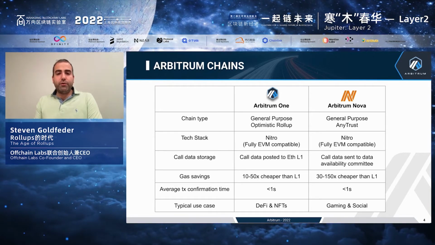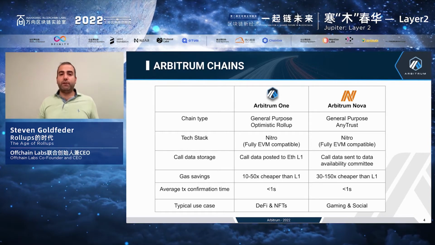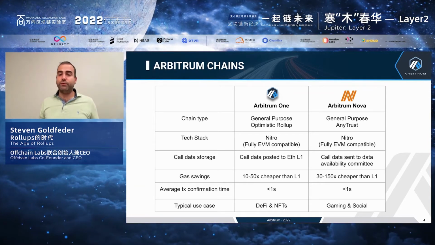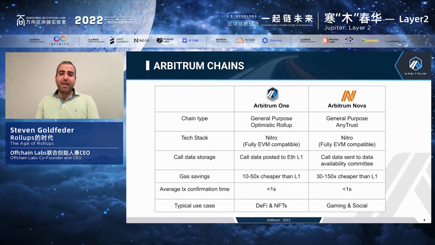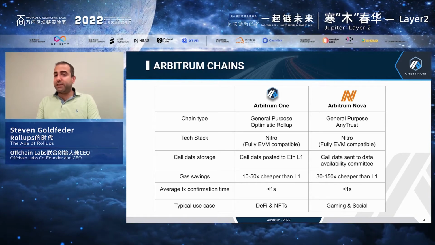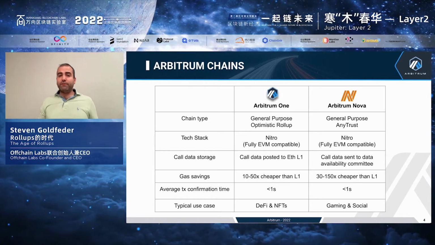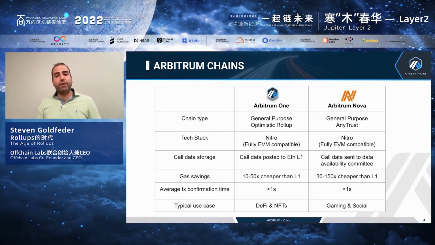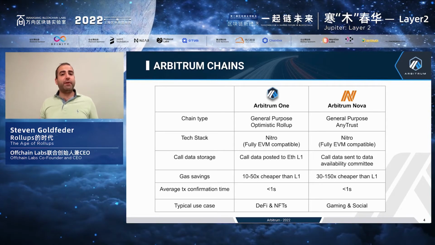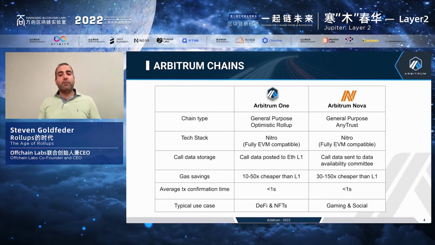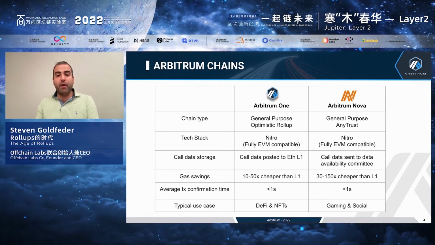Now, what do Arbitrum One and Arbitrum Nova share in common? They're both general purpose chains, so you can launch contracts on them, users can permissionlessly interact with them, and they both provide significant scale and reduced fees compared to Ethereum. Arbitrum One, the fees are about 10 to 50x cheaper than Ethereum on average. In Arbitrum Nova, because we don't post the data on Ethereum, we're able to scale and get fees even lower, about 30 to 150x cheaper than Ethereum generally.